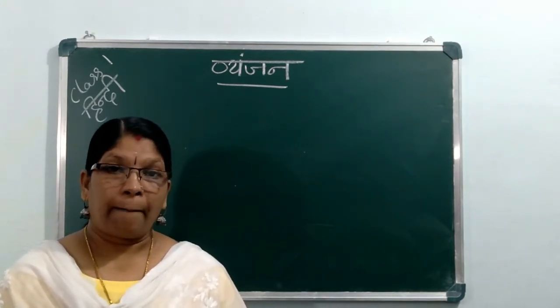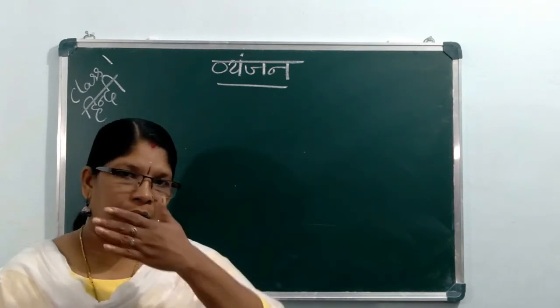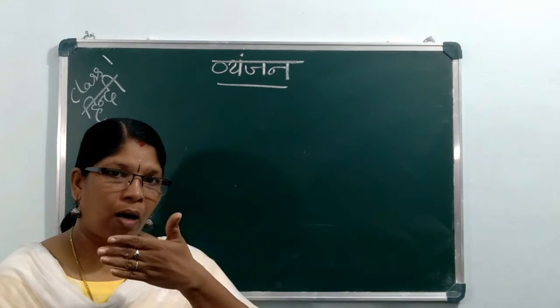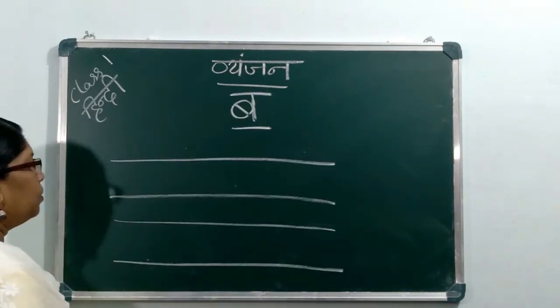By closing the lips we are saying ba. The air is not touching when we pronounce this letter ba. Okay, we will see how to write this.